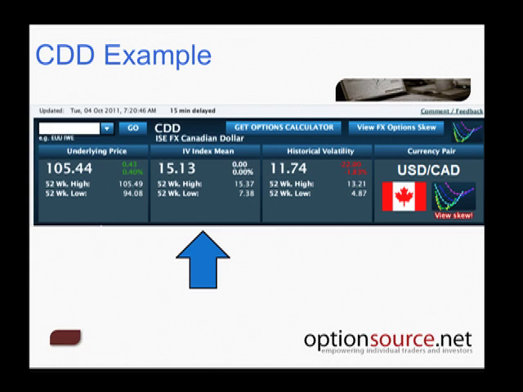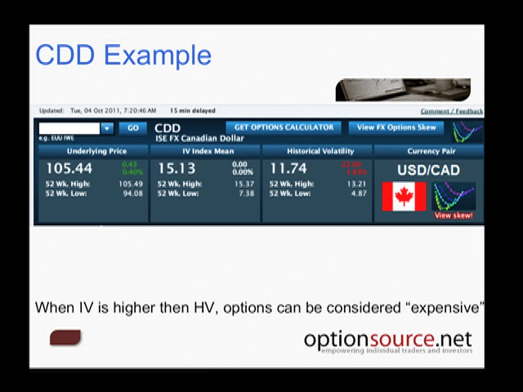What we can see here is that the implied volatility is actually higher than historic volatility. And so market makers are in fact pricing in a very volatile move, or a highly volatile move is being expected in that particular underlying. And so what happens here is that when implied volatility is higher than historic volatility, we would actually consider the option contract to be expensive.